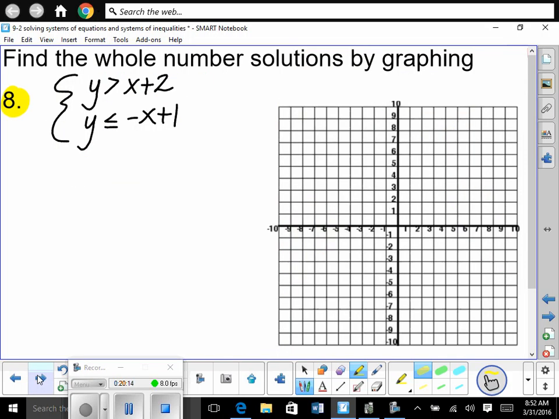Okay, number 8. So we're graphing the line. So once again, you need it in y equals mx plus b form, which both of these ones are on number 8. So let's graph the line. Up 2 is our y-intercept on this top line, and then our slope's 1. So up 1 over 1.